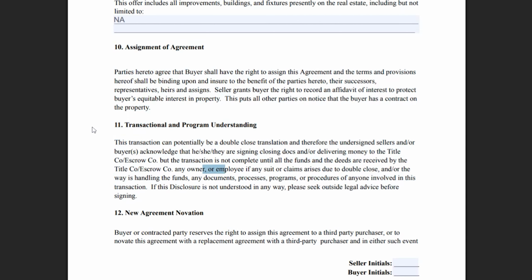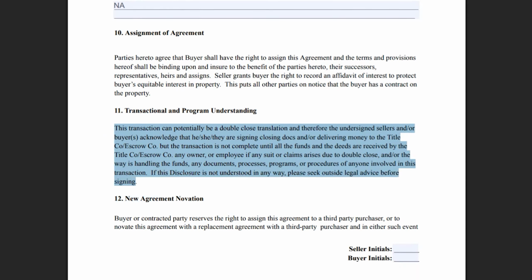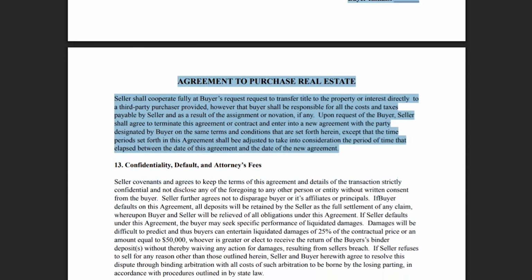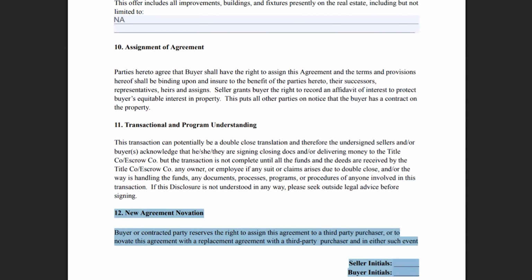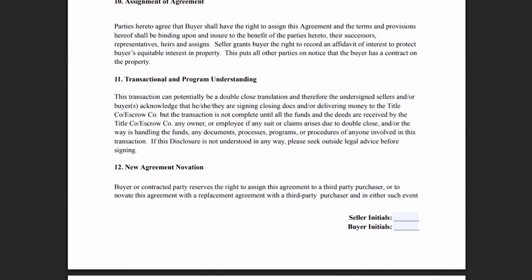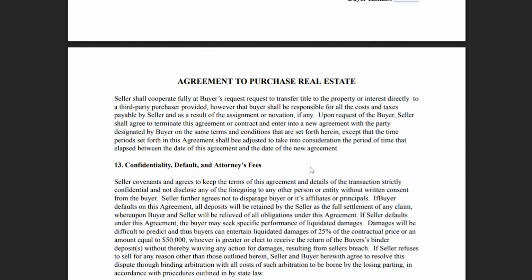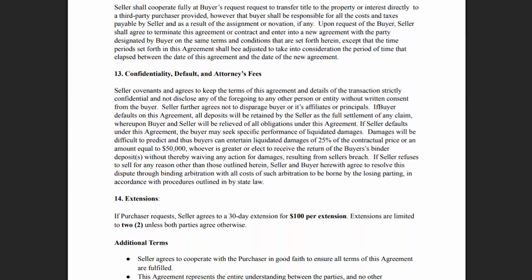If you don't know what a double close is, go and watch our video on how to do a double close. This example right here is going to instruct title and escrow that you're going to be doing a double close, or that you have the ability to do a double close. 12, novation agreement. This is letting you know that you could novate the property. That means that if you're marketing the property online, you can then go and substitute another contract with this contract. That is called a novation, and that will allow you to do it. Confidentiality agreement is saying that, listen, you can't disclose what our terms are. They can't go around you.